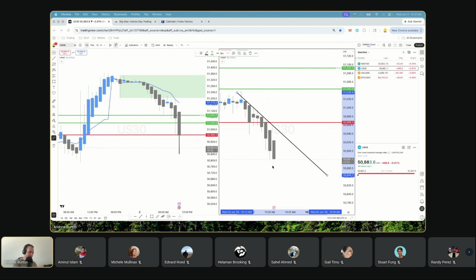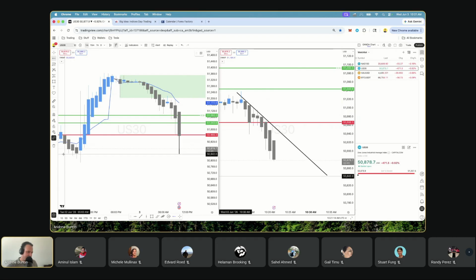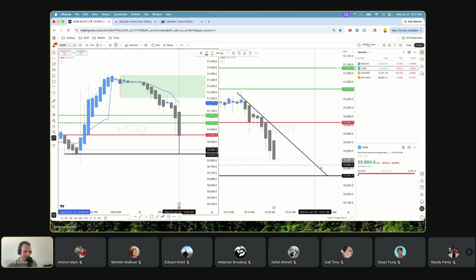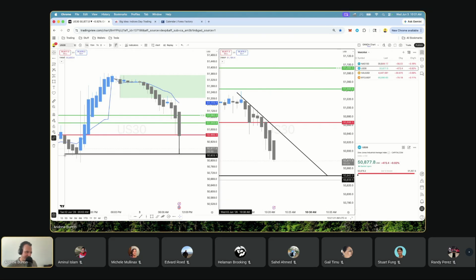You stay in the trade if you want, and this is the target. The target's way down here, so we're far away from the target. I'm going to say the target is pretty much where the bottom of that little trend line is. So you can see where I've put it.